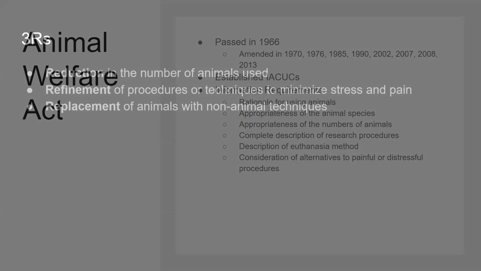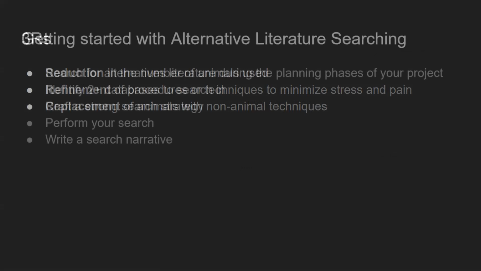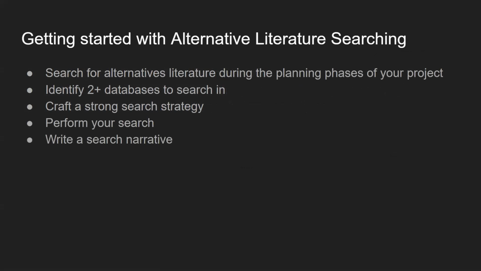So to meet that mandate, it's important to consider the 3 R's when coming up with your research. The 3 R's aim for the reduction in the number of animals used, the refinement of procedures or techniques to minimize stress and pain, and the replacement of animals with non-human or non-animal techniques. So this is why we're doing an alternative literature search and what we're keeping in mind while we're doing it. So let's get started crafting your alternative literature search.